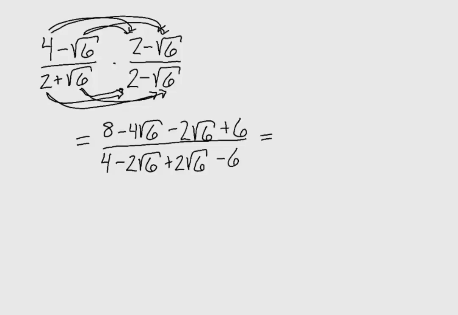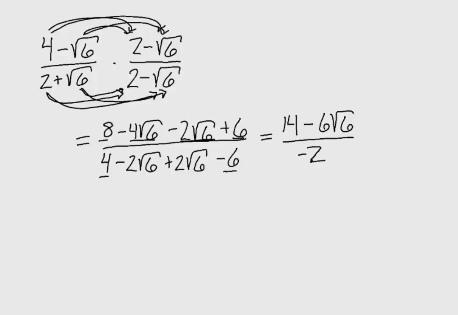We combine like terms, so 8 plus 6 gives me 14. Negative 4 on the square root of 6 minus 2 on the square root of 6 gives me minus 6 on the square root of 6. In the denominator, 4 minus 6 gives me negative 2.